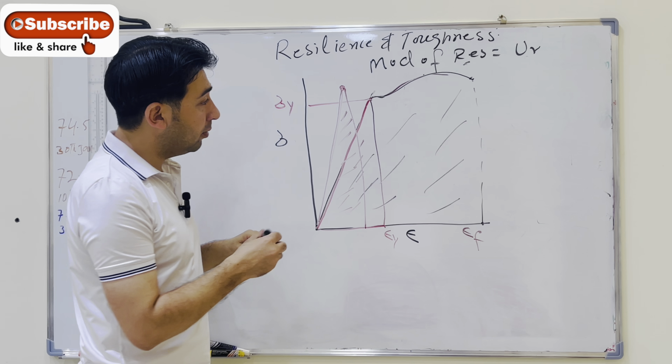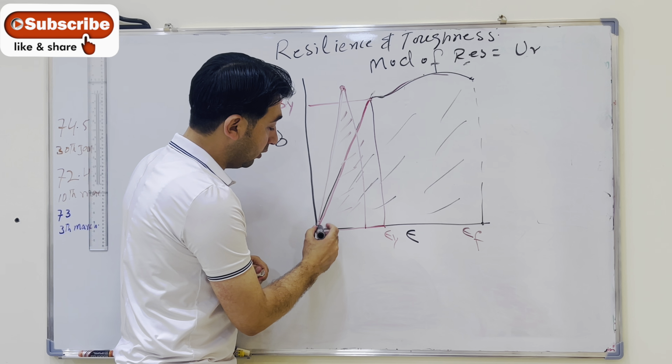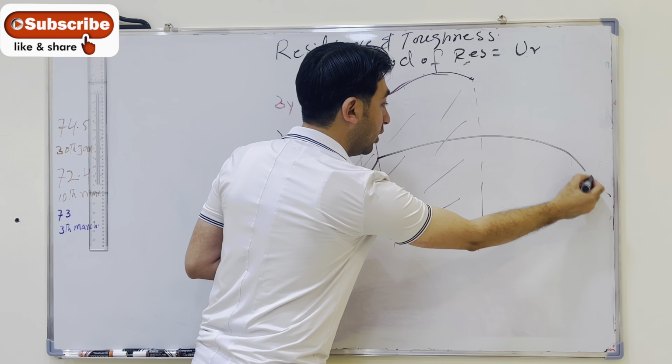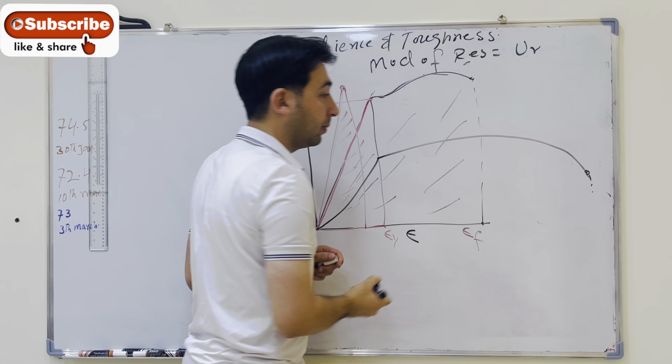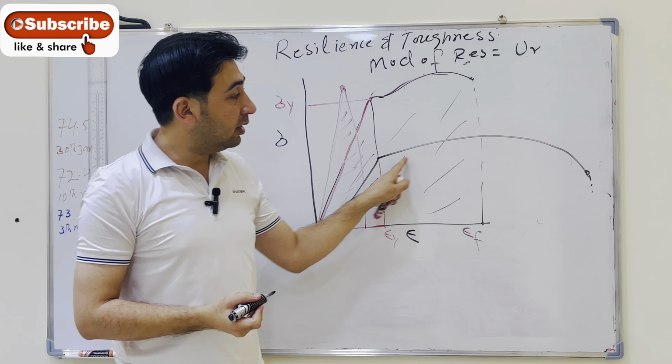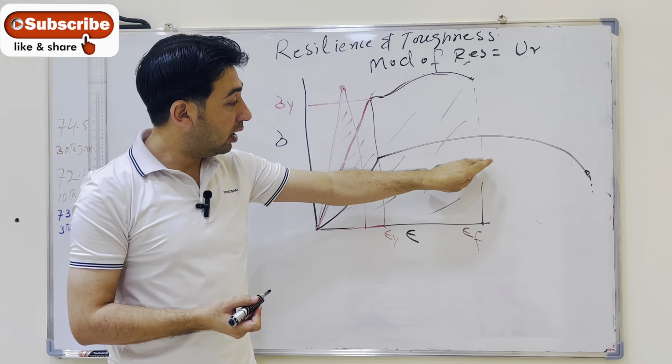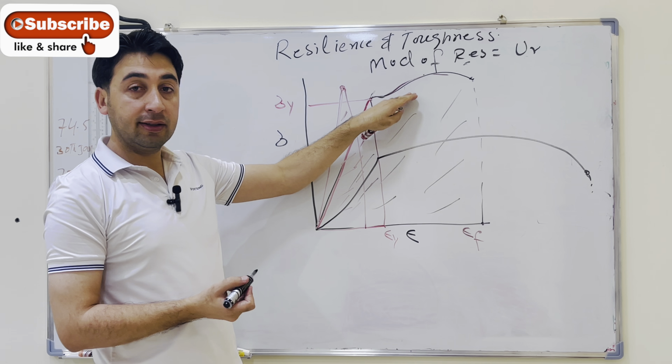And if we have another material, let us say it is too much ductile, like from here it goes somewhere here, and the fracture occurs. Again you will see the plastic region is more, but we have to see whether the area under this curve is more or under this curve is more.